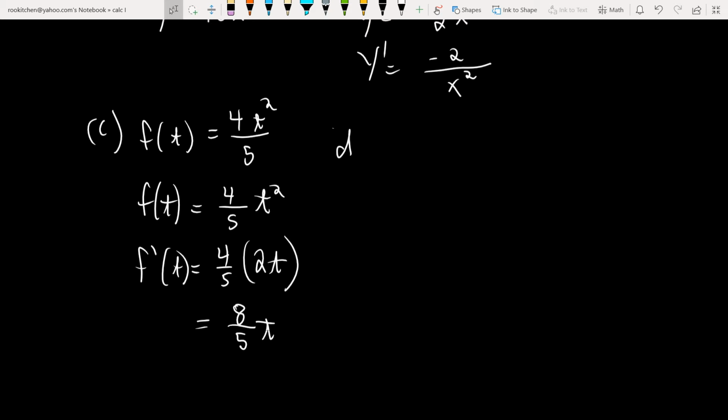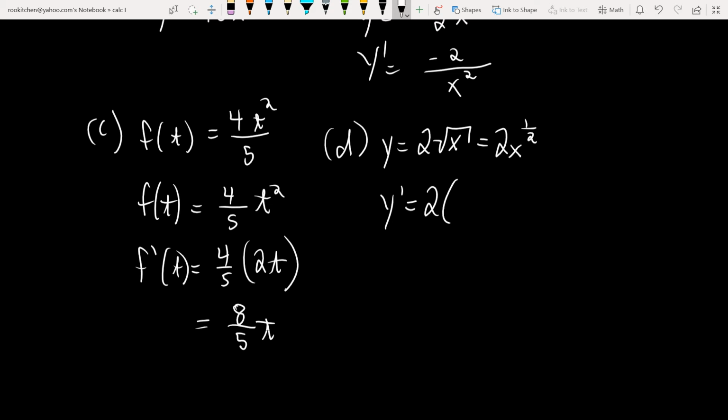Okay. Let's get another. Okay. 2 square root x is the same as 2x to the 1/2. So take the derivative, leave the 2 alone. I'm going to bring down the 1/2. x to the 1/2 minus 1 is negative 1/2. 2 times 1/2 is 1. We have x to the negative 1/2. And then it's just 1 over x to the 1/2. And of course you could write that y prime as 1 over square root x.